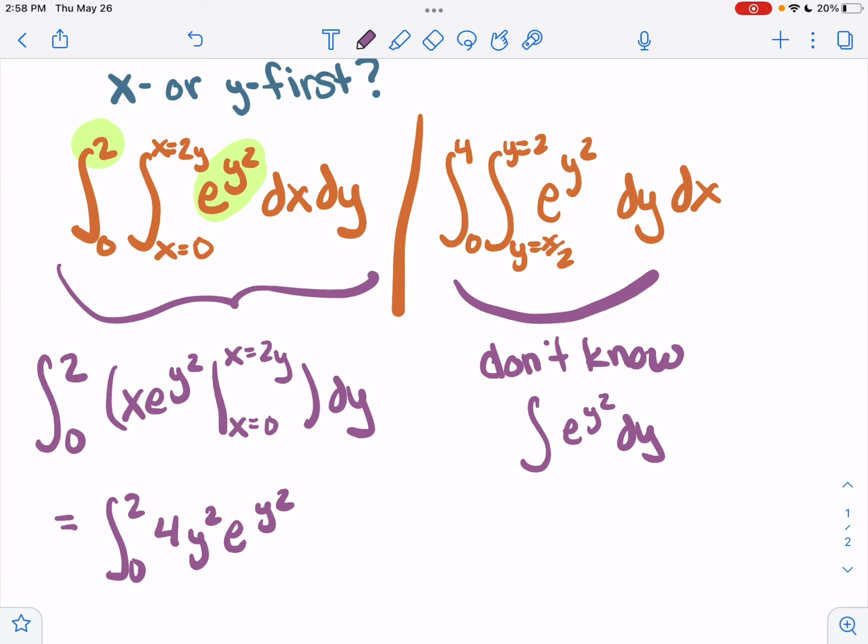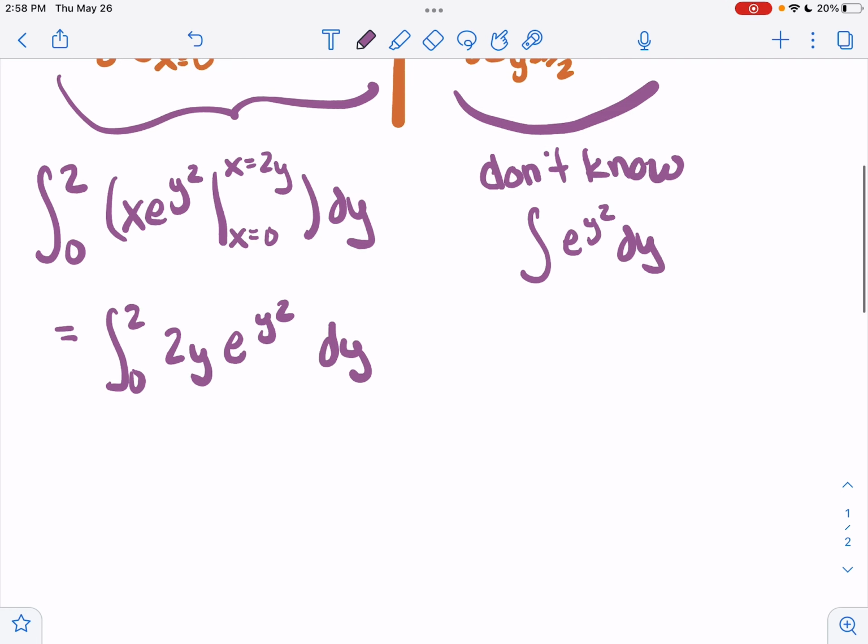Plugging in x equals 2y, this is going to be 2y for x, times e to the y squared. That's wrong, sorry. Plugging in x equals 2y, this is going to be 2y e to the y squared. Plugging in a 0 for x gives us 0. So this is what we're left with. Now this we can do.